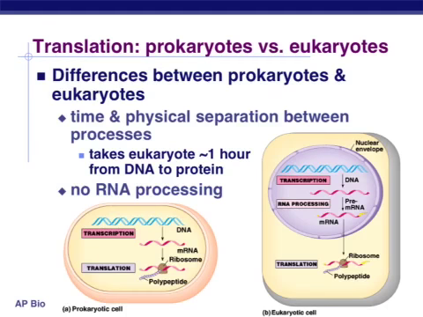Okay, so what does this mean in terms of time? Well, there is a time factor and a physical separation factor that you have to worry about in eukaryotes that we don't have to in prokaryotes, because the DNA is not separated from the ribosomes. It's all in the same area. Eukaryotic DNA takes about an hour to go from DNA to a protein, whereas in prokaryotes, it's a lot shorter because you don't have to move the messenger RNA around as much, and there is no RNA processing because it's not needed.